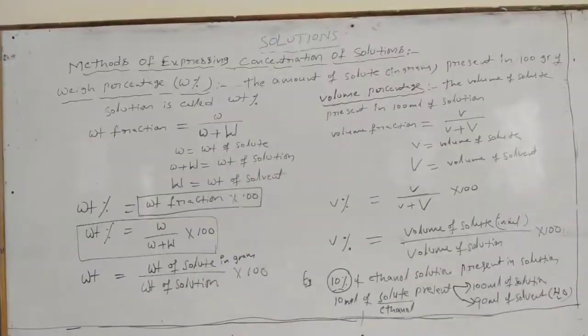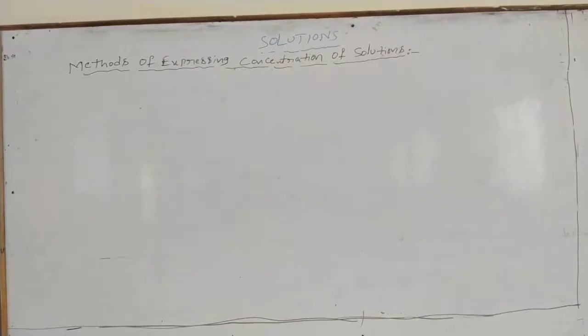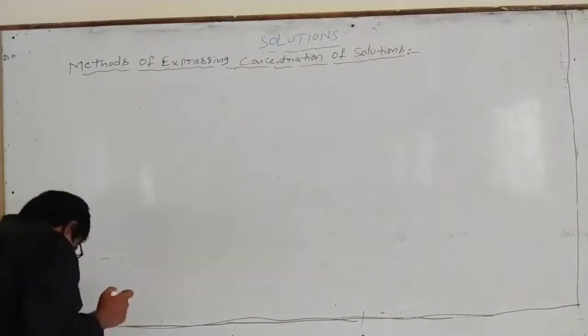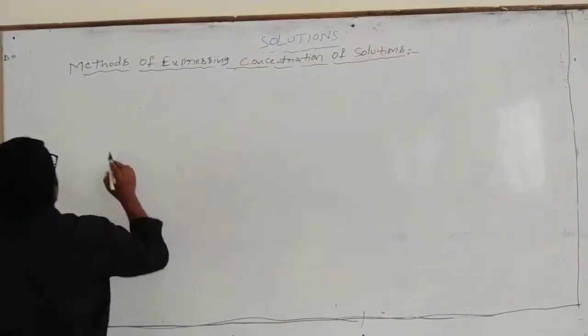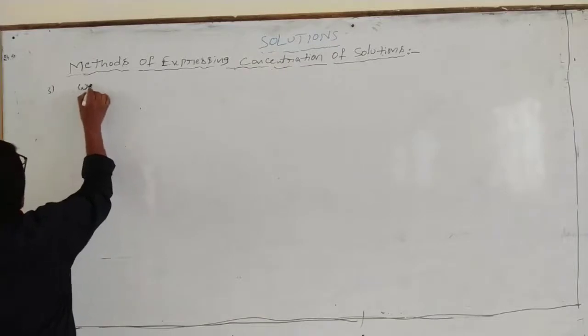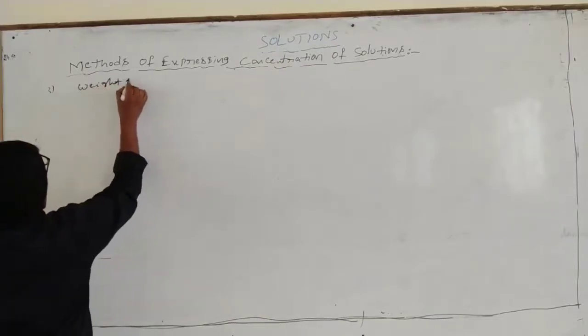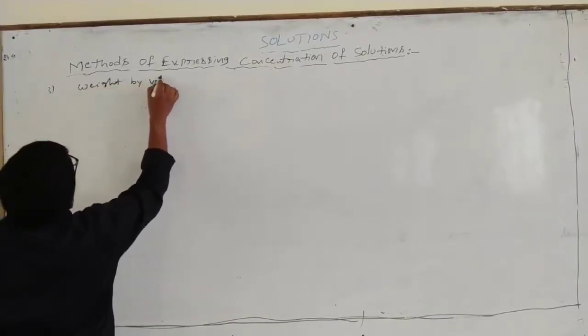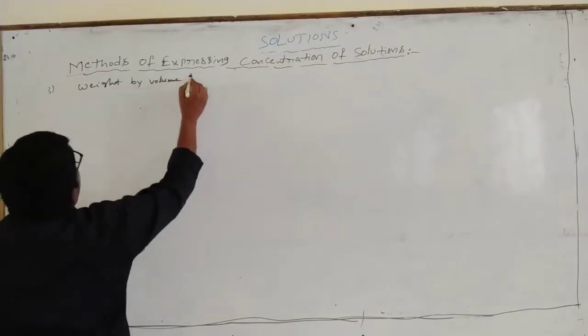And weight percentage. What is weight by volume percentage? So next one, the third one, is weight by volume percentage.